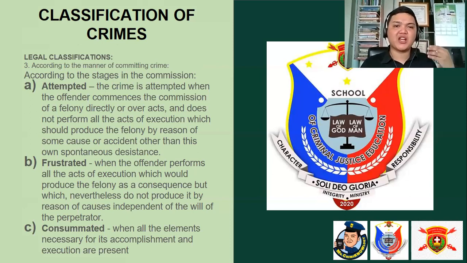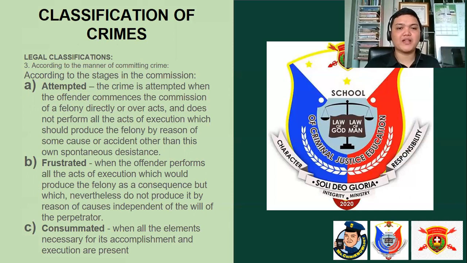So, meron siyang ginawang krimen, pero hindi niya nagawa lahat ng necessary, ng lahat ng dapat niyang aksyon na gawin para makumpleto yung paggawa ng krimen. Merong mga incidents, merong mga reasons bakit hindi niya nagawa, such as pwedeng napigilan, pwedeng siya ay nahuli, pwedeng siya ay nag-failed, hindi niya na-perform lahat. He attempted. We have letter B, frustrated.